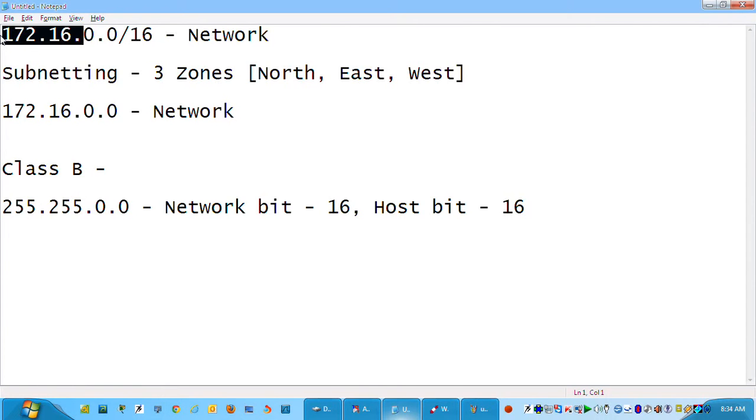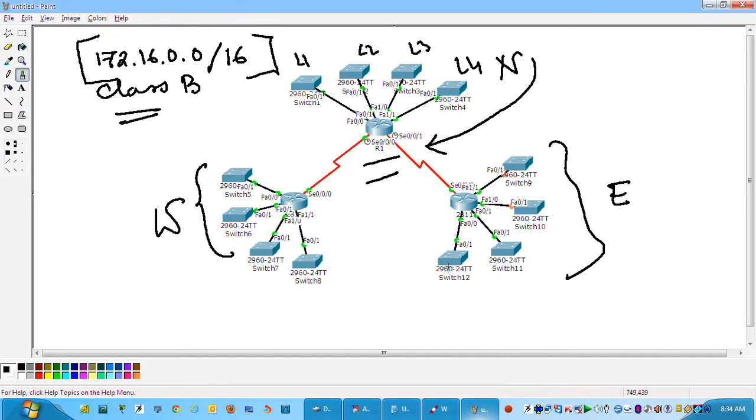Now, first I have to create 3 subnets. We cannot create exactly 3, because it is all powers of 2. So in this case, I have to create 3 subnets, but I cannot use 2 to the power 2 equal to 4 for 3, so I have to create 4 subnets. If I want to create 4 subnets, I have to borrow 2 bits. That's the rule.